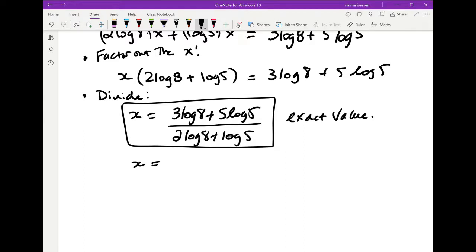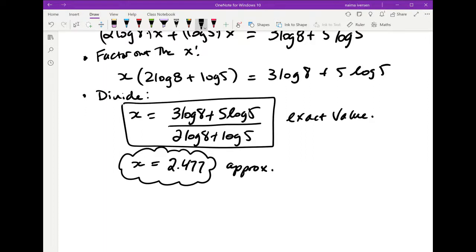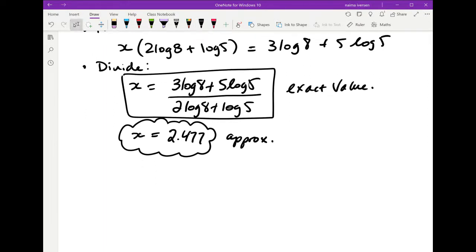Remember to 3 decimal places. So pause this video if you want, or whatever it is that you need to do, but get your calculator out and try and make sure that you can get an answer of 2.477. That is your approximate answer for this one. If you can't get 2.477, have someone help you to figure out how your calculator works. Start using lots of brackets. Brackets are very, very good. So we want to make sure that you can do that.